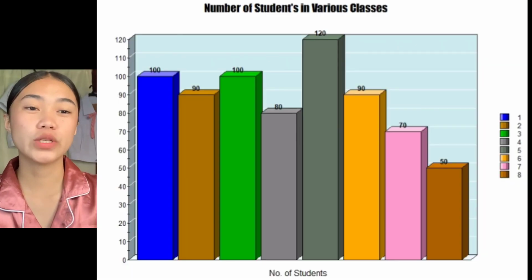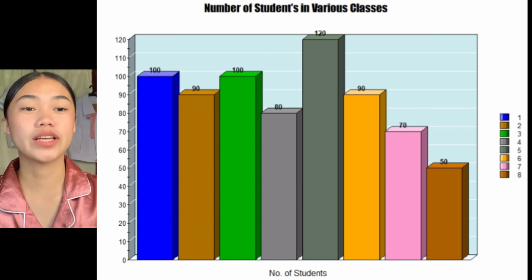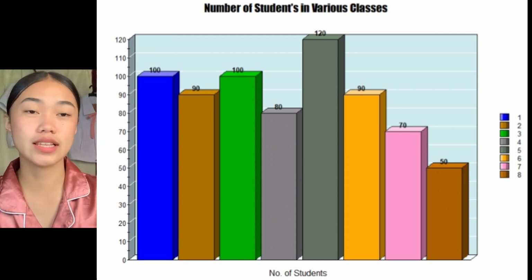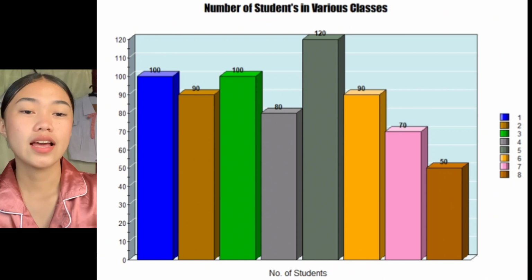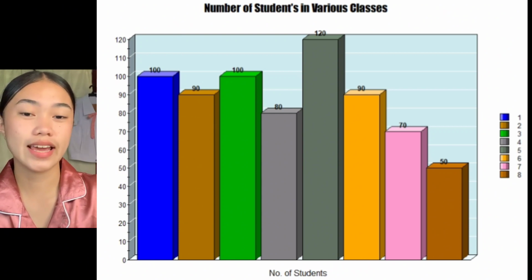So example number 2. The bar graph depicts the number of students in various classes at a school. As you can see, the bar graph is already given. The y-axis represents the number of students, ranging from 0 up to 150, and the x-axis represents the classes from class 1 to class 8.